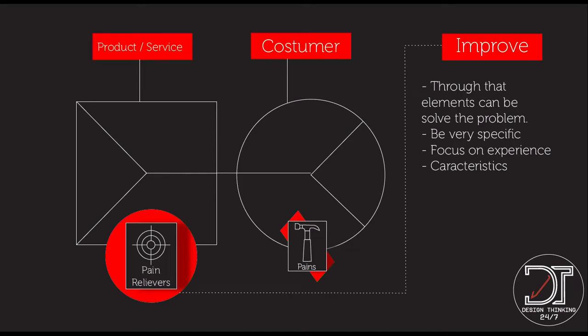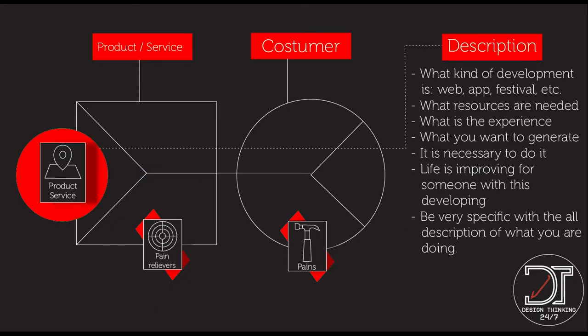After that, you go with the pain relievers. The pain relievers are the characteristics that will improve the current situation. So you also have to be very specific, but think how your business, your product, or your service will help to fix or make better the current situation that you are working with.